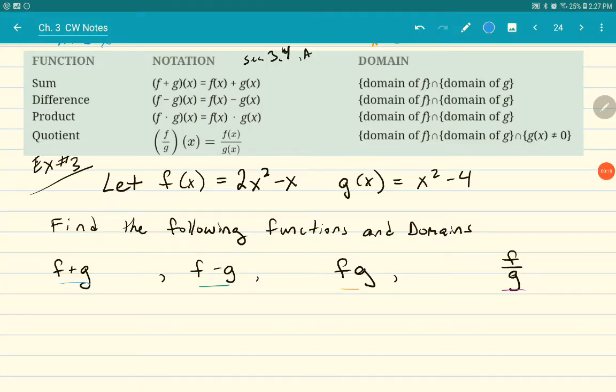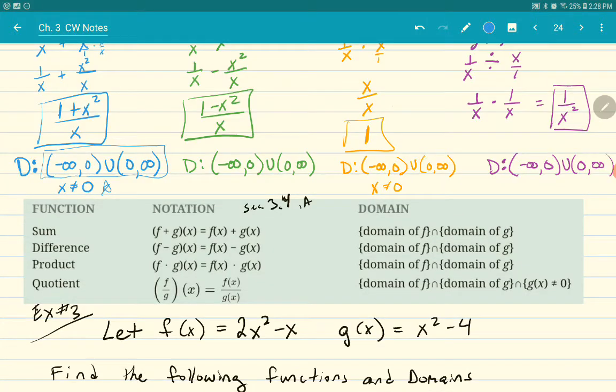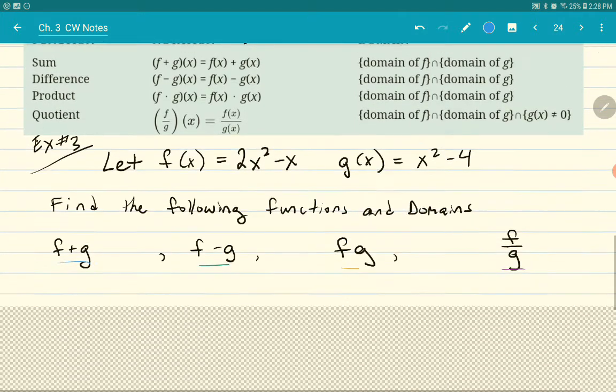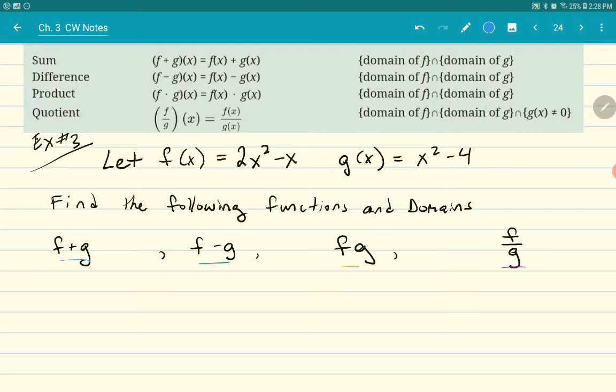So always start with looking at the domain so you don't forget. Like we saw in the other example, I want to remind you what happened here. It looked like there was no restriction, but I had to look back at the previous functions to find out 0 never would have been a possibility. So make sure you start with your domain so you don't end up forgetting a restriction that should have been there. So f plus g, I'm sorry, starting with f.